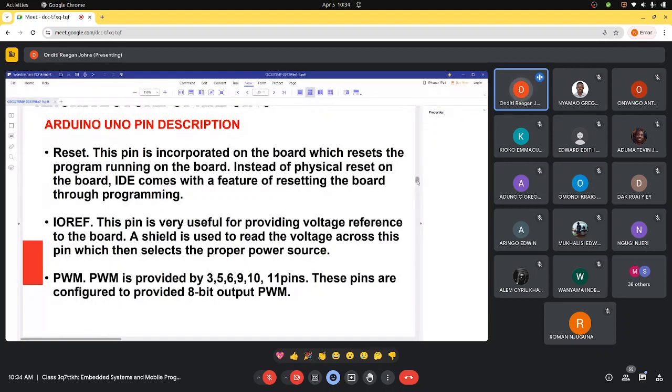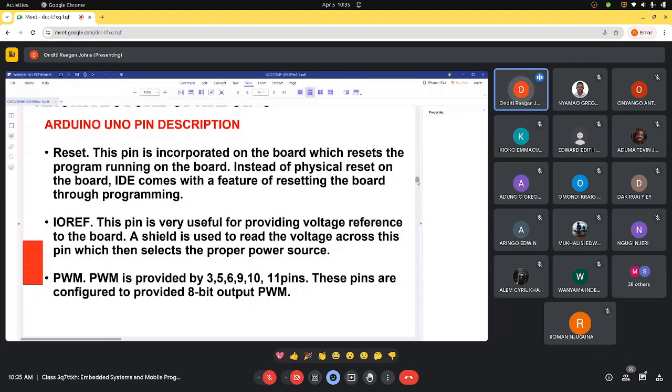So the input-output ref pin is very useful for providing voltage reference to the board. A shield is used to read the voltage across this pin, which then selects the proper power source. As we had seen earlier, these are additional pins that we can use to provide power to what we call the analog component. If we want to give more voltage to an analog component, then the input-output ref pin comes in handy.